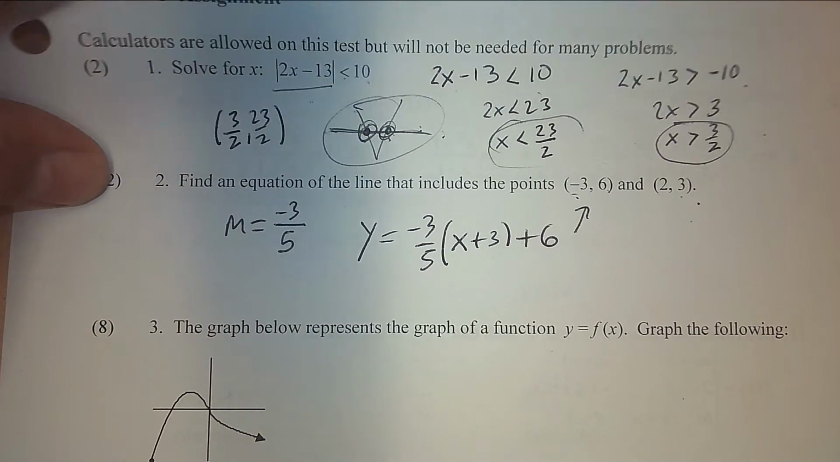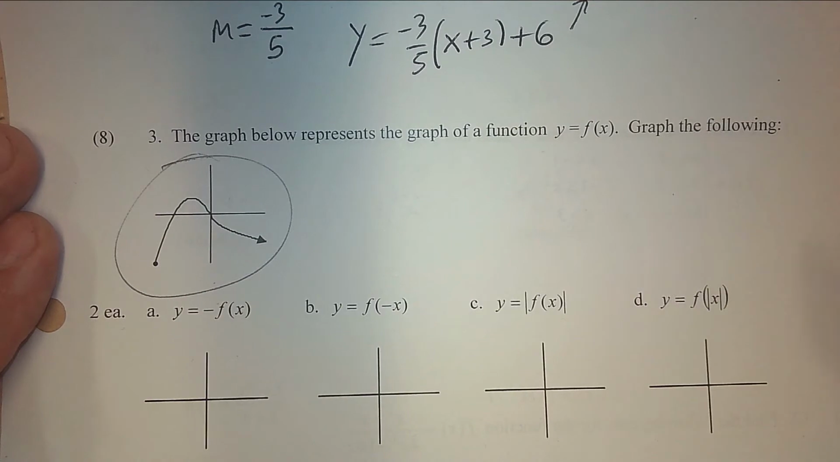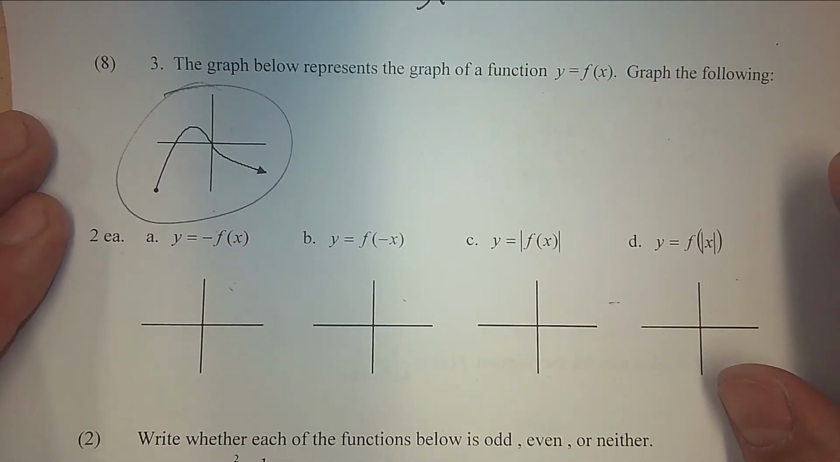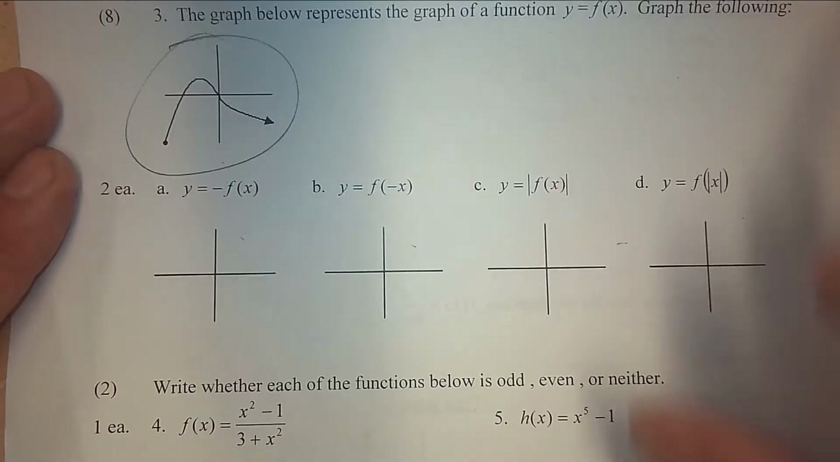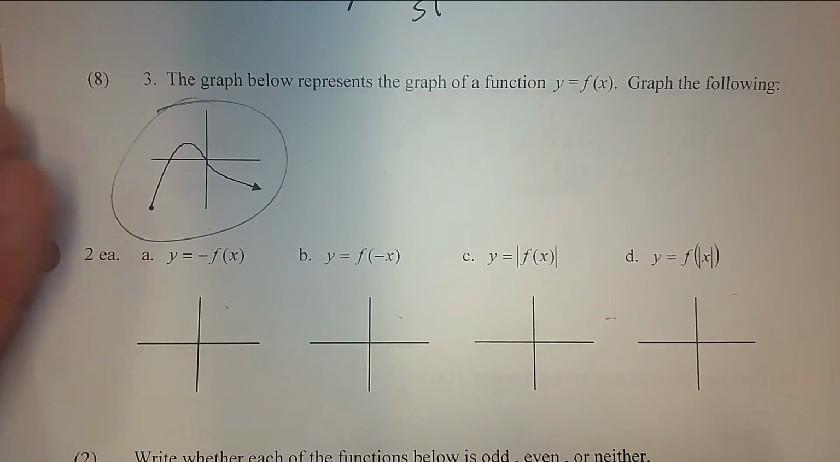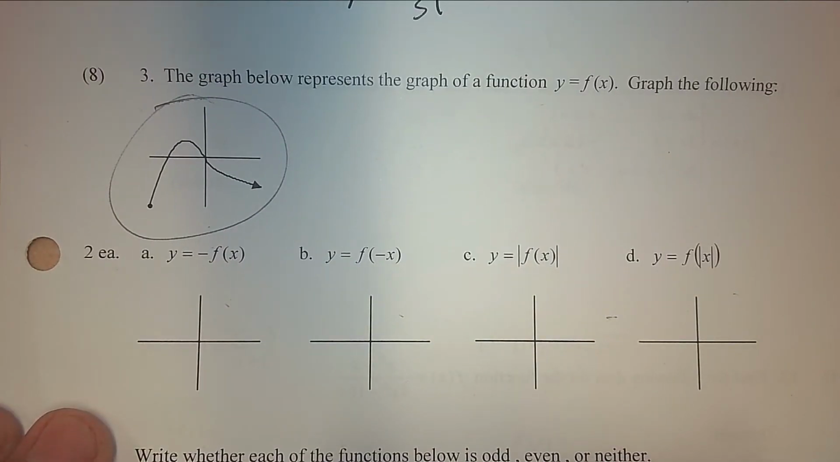Number 3. The graph below represents this function. You get a sketch of it. Do you know transformations just based on the sketch? So how does the graph change for different things? Transformations. First, the negative on the outside. That means it reflects about the x-axis. So what's below becomes on top, and what's above goes below.